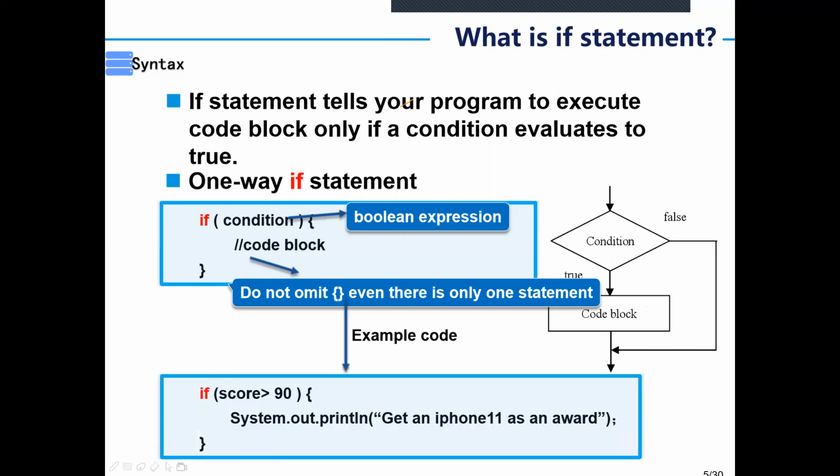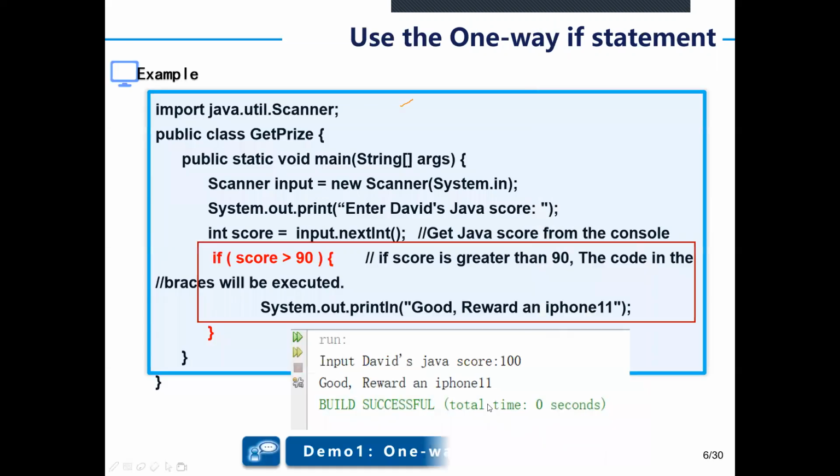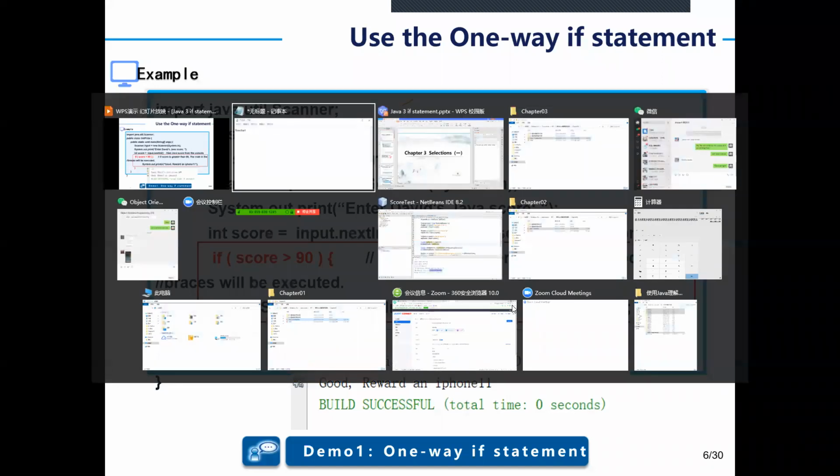In the if statement. For example, to solve the question mentioned before, we can use the if statement. If score greater than 90, system out print line, get iPhone 11 as an award. Let's see the simple one-way if statement. Okay, let's see the demo here.